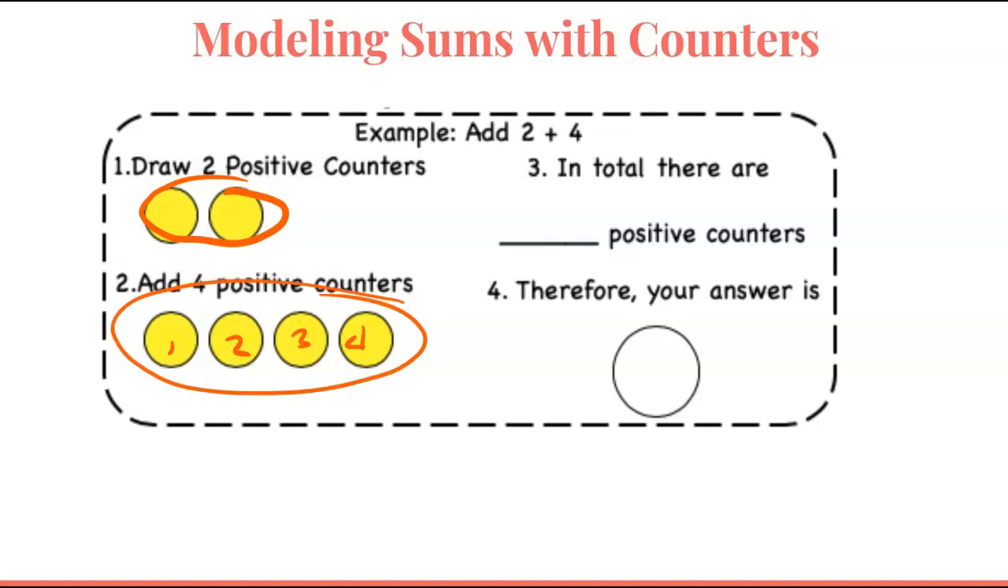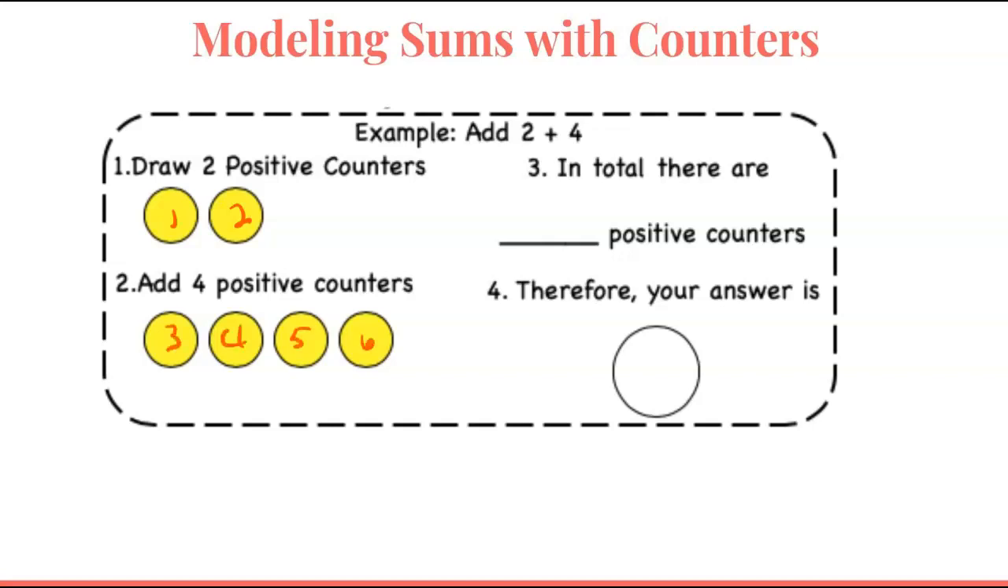So we want to just count now how many we have in total, because when we're adding, all we're doing is combining two numbers. So we have 1, 2, 3, 4, 5, 6 counters. Now I know that you know that 2 plus 4 is 6. But the reason why we model this is because it works a similar way. So in total we have 6 positive counters and our answer is 6. But it works the same way with negative numbers. Let's take a look at an example of that.